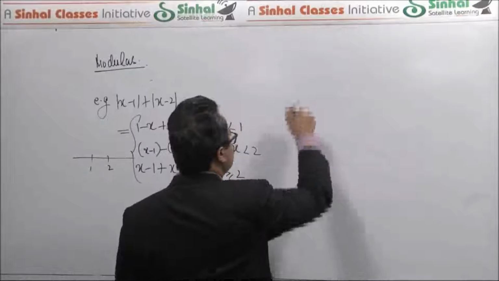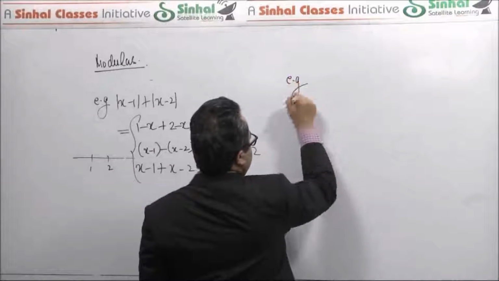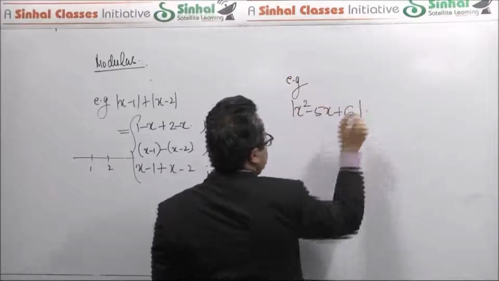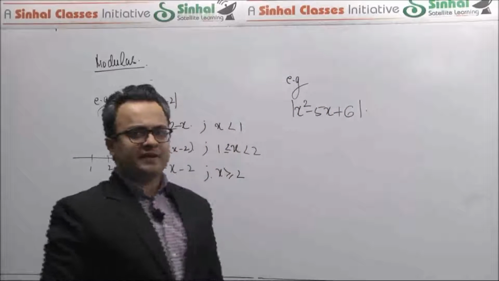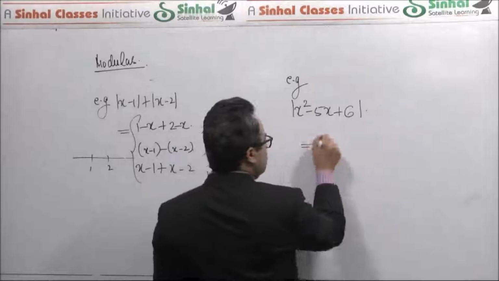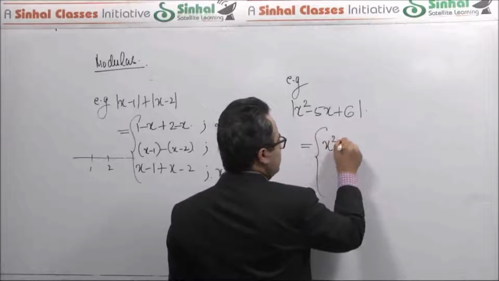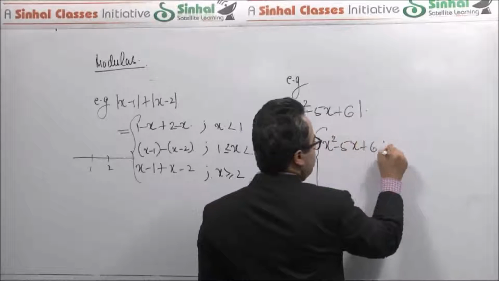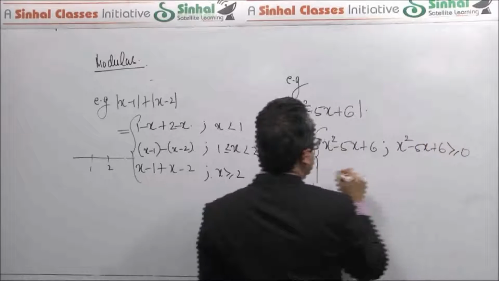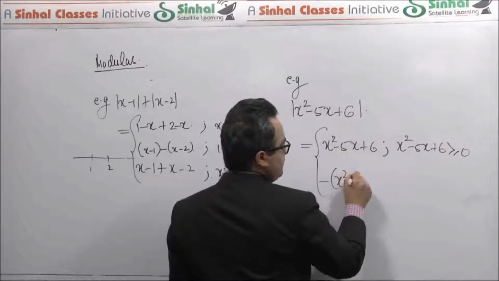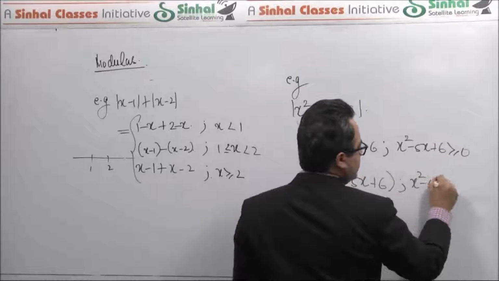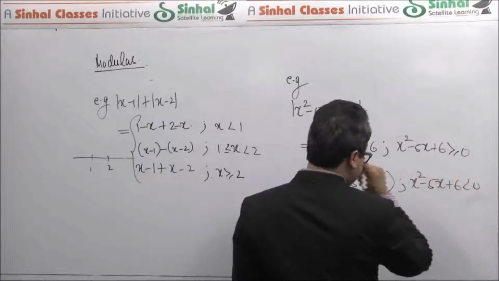Let's take another example. Suppose you have this term mod of x square minus 5x plus 6, and we want to split the definition. So again, following the basic idea, this should either be x square minus 5x plus 6, which will happen if x square minus 5x plus 6 itself is greater than or equal to 0, or minus of x square minus 5x plus 6, which will happen if x square minus 5x plus 6 is less than 0.